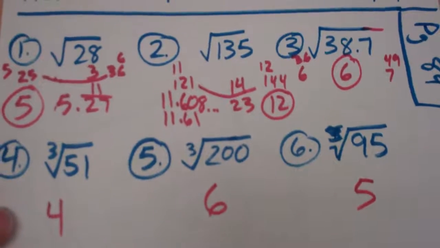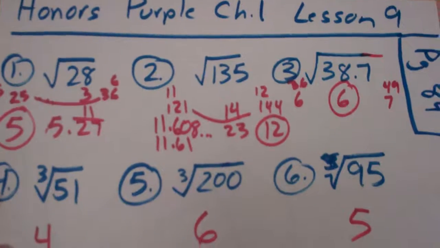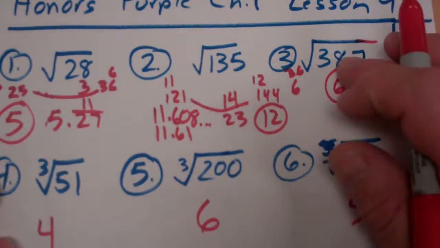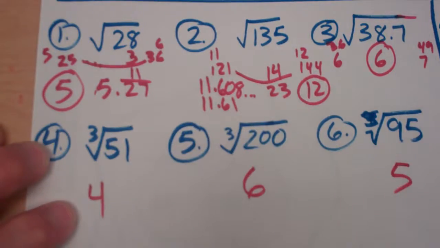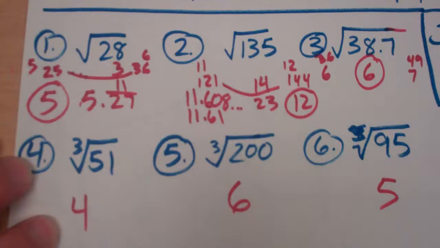And that's how we do estimating to the nearest whole number of square roots and cube roots. The process to do this, to get a cube root, is a little bit uglier. I'm not sure that we're going to show you that at this point.